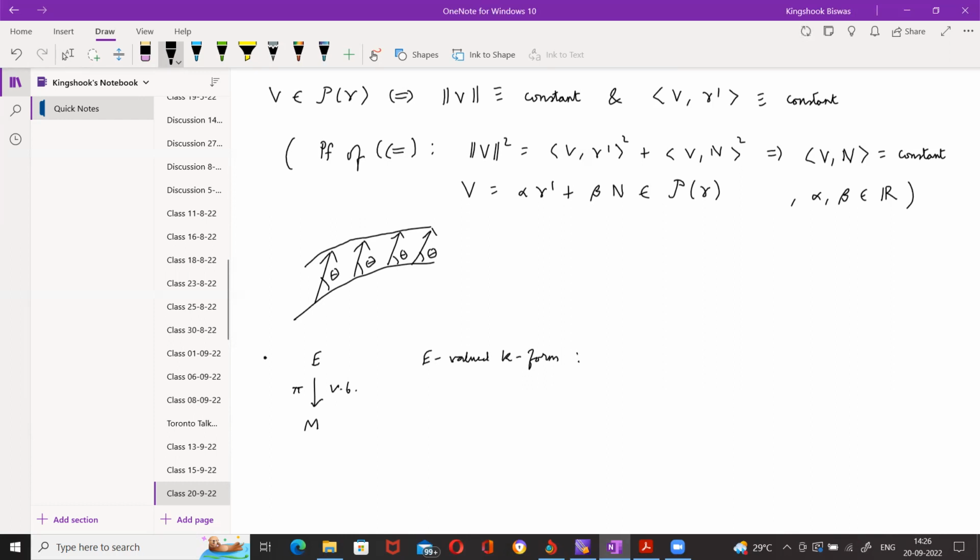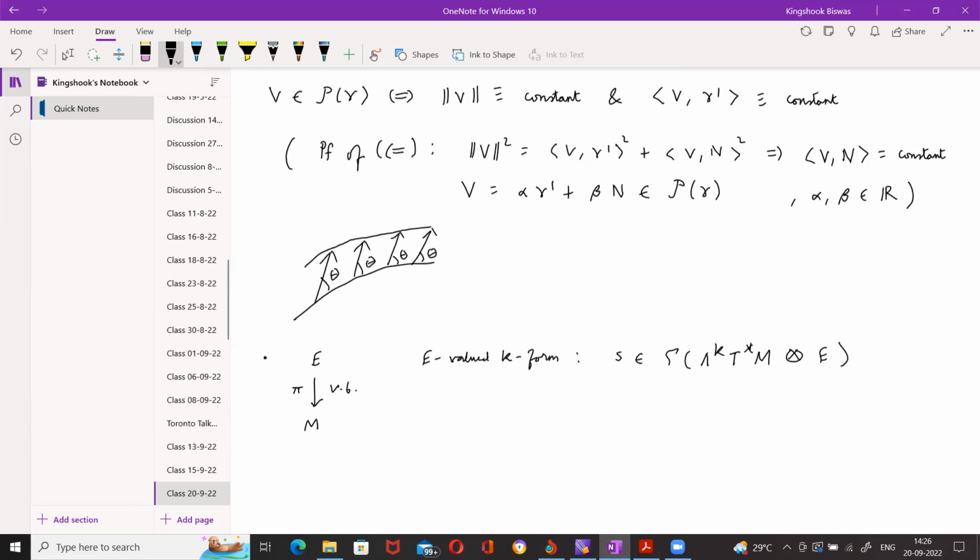This is a section of the bundle wedge K T star M. So if it was just wedge K T star M, it would be a K form. But if it's valued in E, then all I do is take the tensor product with E. Does this make sense? Then this is valued in E. It's an E-valued K form.